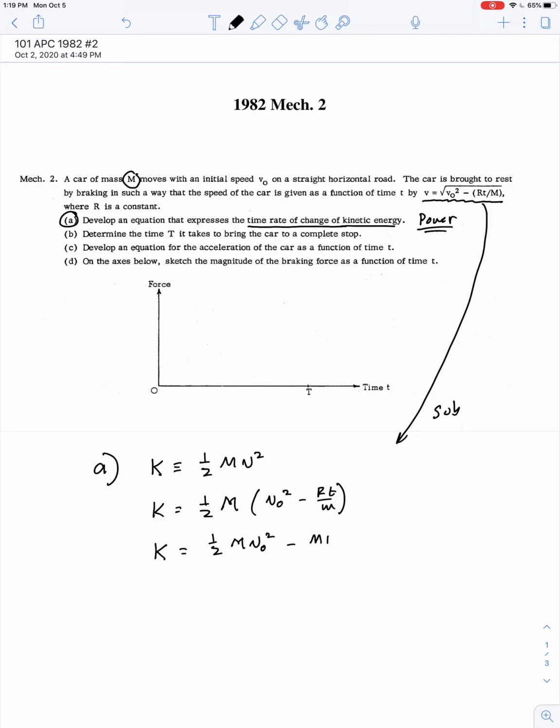minus mRt over 2m. Oh, well, then the m cancels out. And since we're asked for power, or the time rate of change, we need to take the derivative with respect to time. But all of this is just a constant, so the derivative of that portion gives you a 0. And so what do we have as our final result here? We just get negative r over 2.